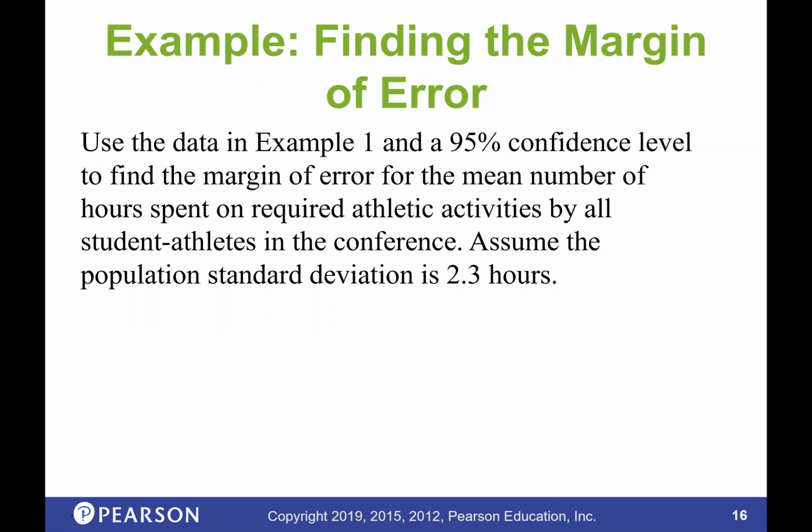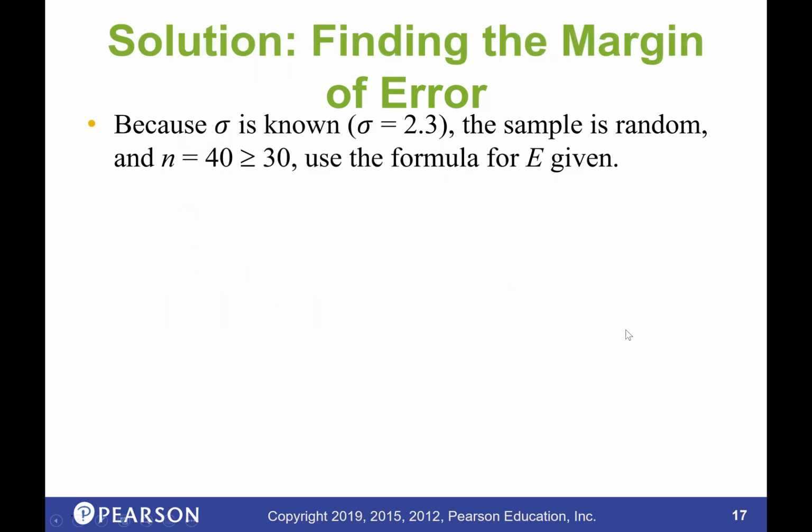So let's just practice using the formula itself. Let me give you the graphic of it first, and then we'll go with it here. So the graphic of it is this right here. So because standard deviation is known, it's 2.3. Sample is random, yes. And it fits the criteria that n is equal to 40, because we did have 40 student athletes, right?